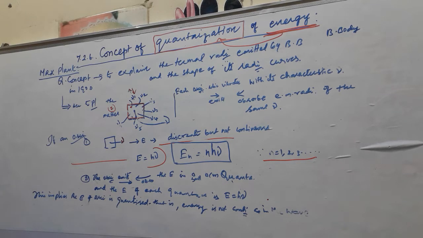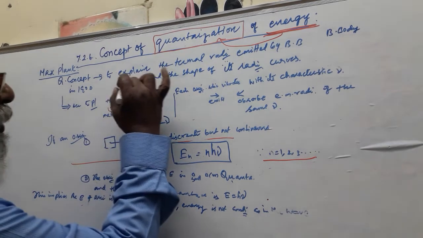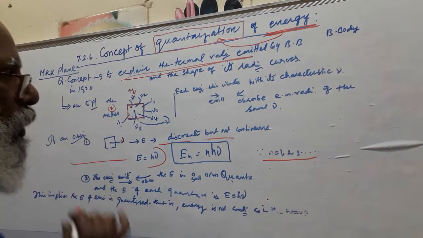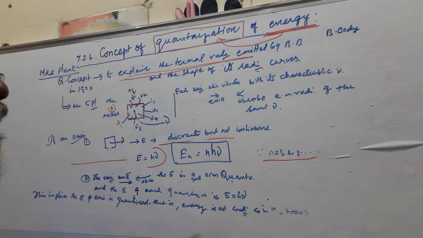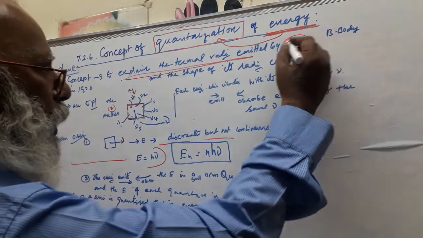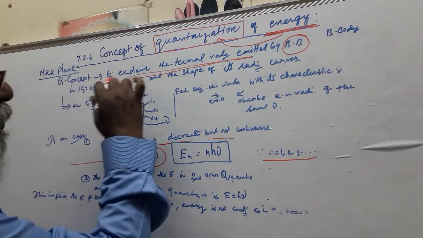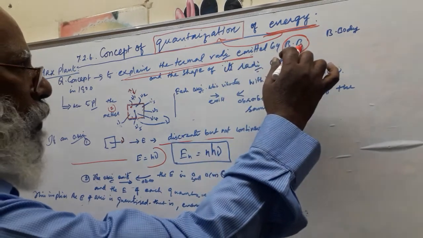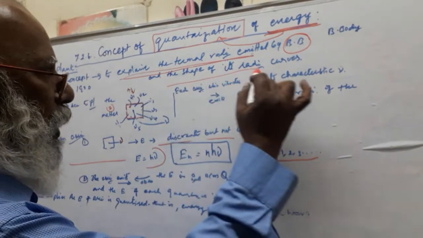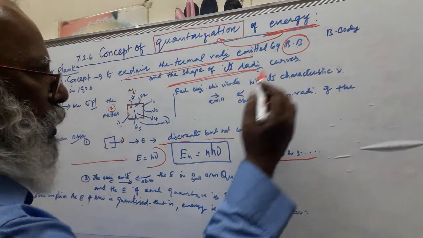According to his theory, the quantum concept is essential to explain thermal radiation. What is meant by thermal radiation? The thermal radiation emitted by a black body, and the shape of its radiation curve.